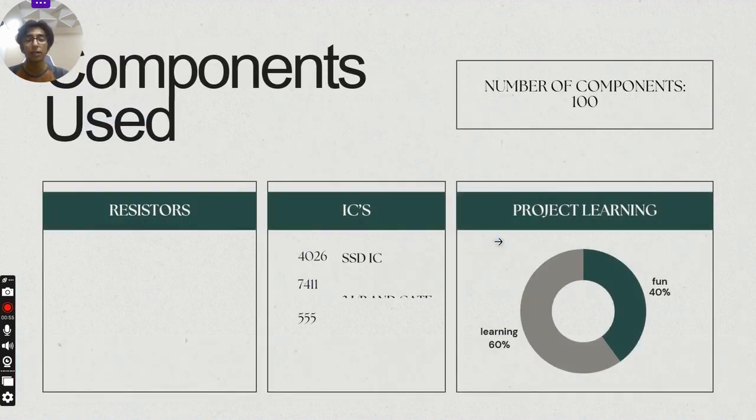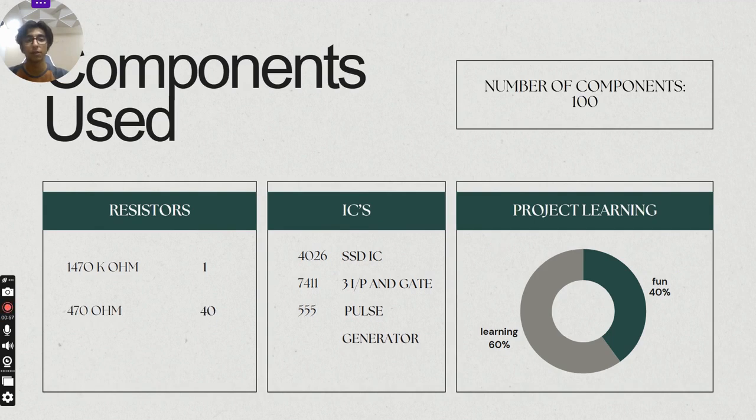So a total of 100 components were used in the project, consisting of different resistors and ICs. The resistors were used to limit the current flow in the circuit, and a 555 timer IC was used to generate a 1 Hz clock pulse. A 4026 IC was used to power up our 7-segment displays, and the 7411 IC is a 3-input AND gate. The project was a mixture of learning and fun.